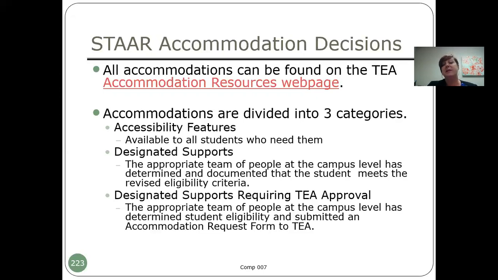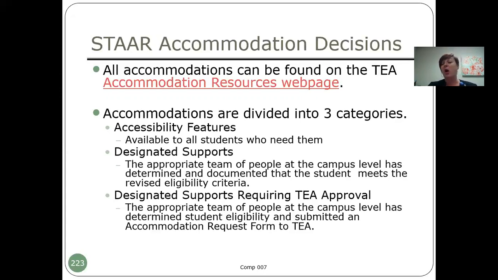Now, the accommodations available for all students can be grouped into 3 different areas. Accessibility features, those are things that all students can have. And one thing to note that we saw here in the 2016-17 school year was bilingual dictionaries on our assessments, bilingual dictionaries for math, science, and social studies. Again, bilingual dictionary usage for math, science, and social studies is now part of the accessibility features. Any student can have those without any kind of designated support documentation.